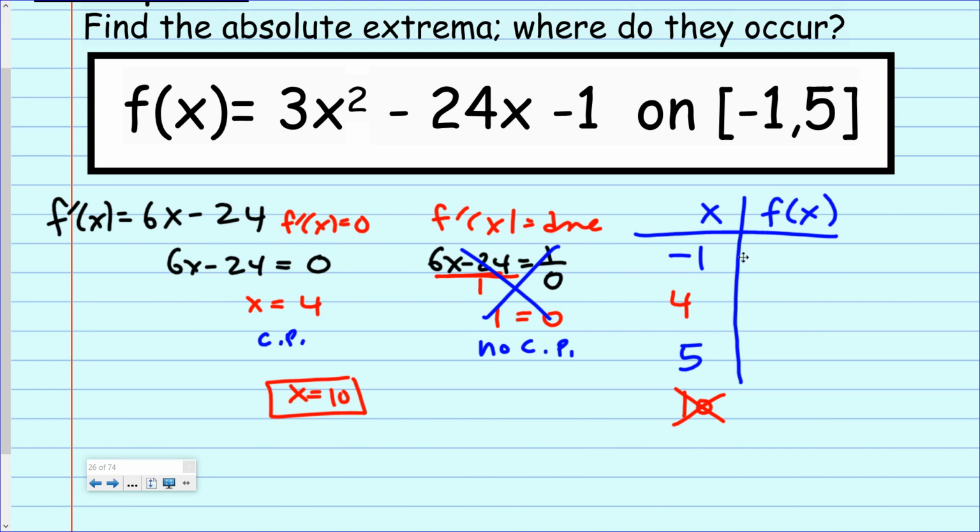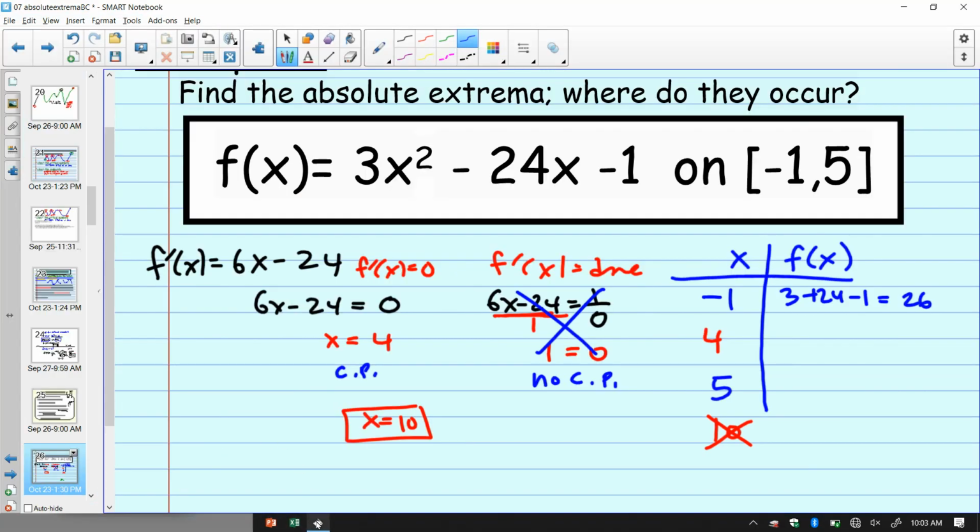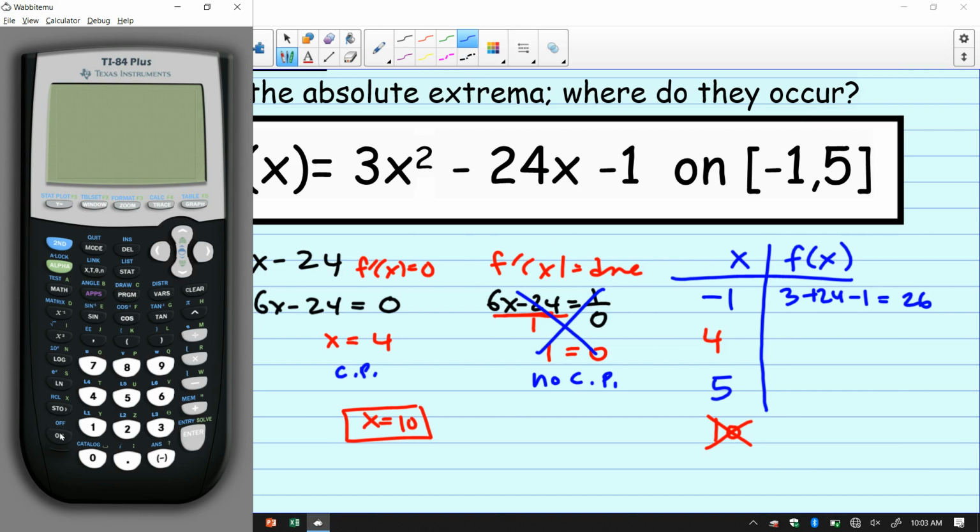So what I get is 3 times 1 plus 24 minus 1, and that gives me 26. Then you're going to plug in 4. Actually, you can't have a calculator on your test, but I'm your teacher, so I'm going to use a calculator. Okay, so let me get out of this mode. And then you put in a 4, so that's going to be 3 times 16 minus 24 times 4 minus 1. And what is that equal to? Negative 49, so this is negative 49.